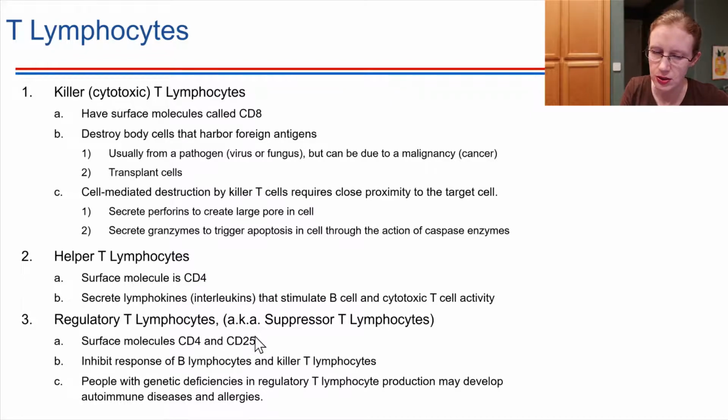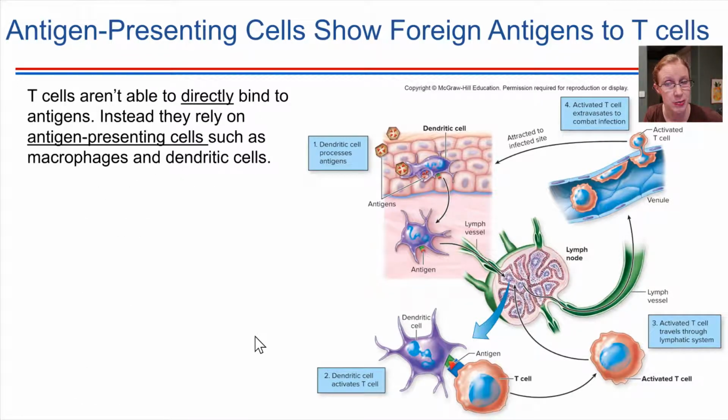However, T cells are not able to bind to pathogens directly. They don't have that capability, unlike the B cells. So instead, they have to receive the message from another cell. Specifically, the cells that communicate with T cells are called antigen-presenting cells, because that's exactly what they do. There are a number of different types of antigen-presenting cells. Macrophages can be antigen-presenting cells.